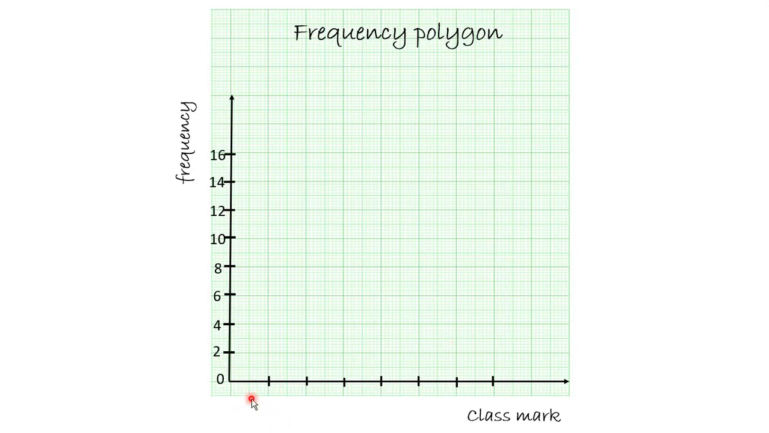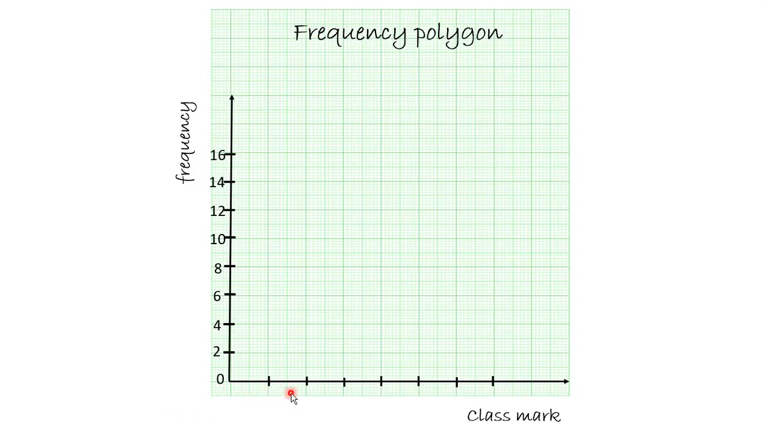Then this side, we are marking off class marks. So when you look at the class marks, we have 52, 57, 62, 67, 72, 77, and 82.